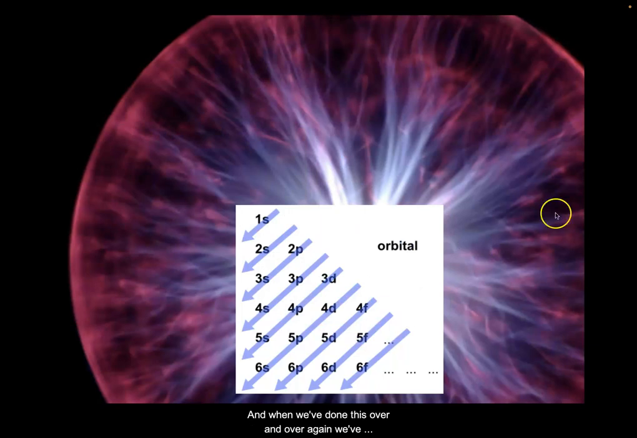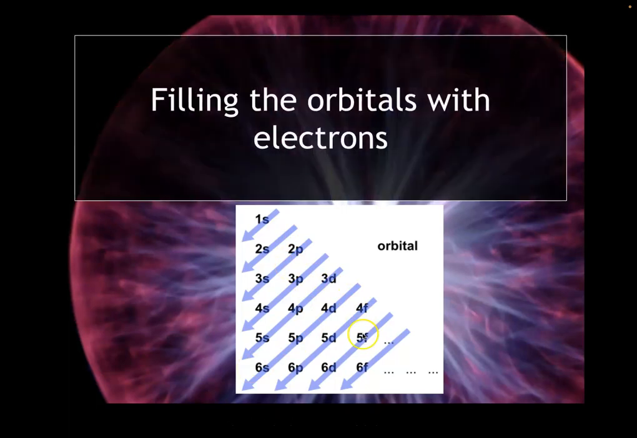And when we've done this over and over again, we've used this nice little diagram to help us know what order to fill those electrons in. And remember, you get this on the test to help you. So you don't have to memorize it, but you do have to memorize that s orbitals hold 2 electrons, p orbitals hold 6 electrons, d 10, and f 14. And this is again what we use to fill our orbitals with electrons.